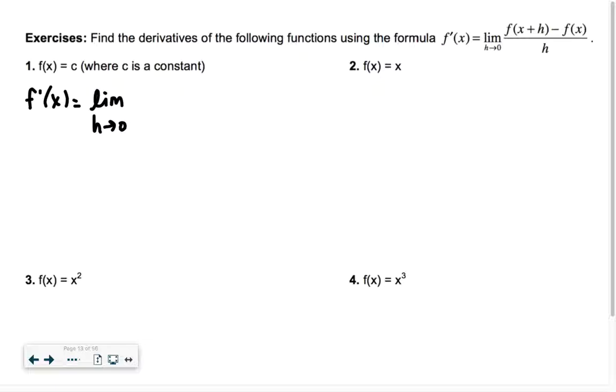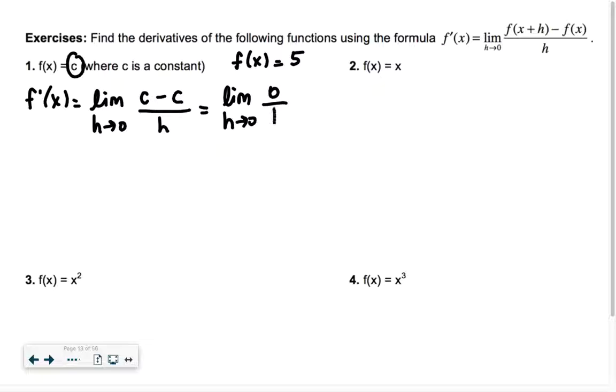We're going to have f of x plus h. If I had f of x equals 5, what's f of x plus h? It's just 5. There's nothing that we're plugging x into. I'm not replacing x with anything. It's still just 5. So this would be c minus c all over h, which is the limit as h goes to 0 of 0 over h.